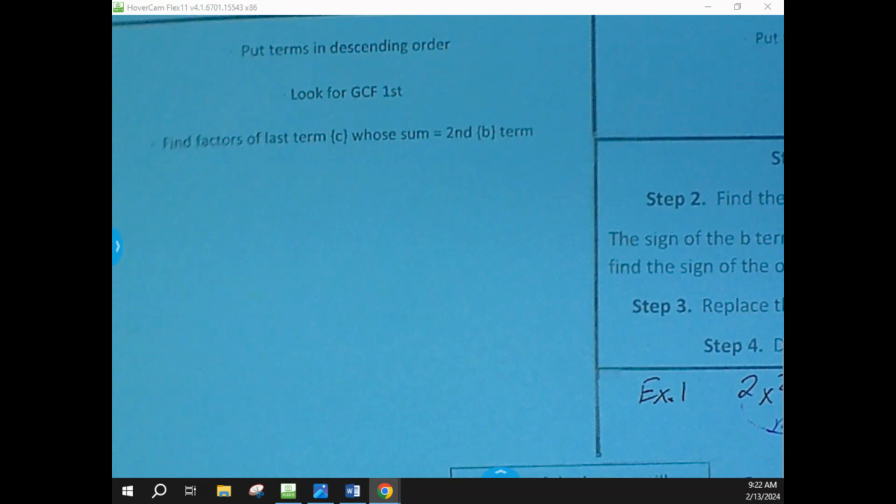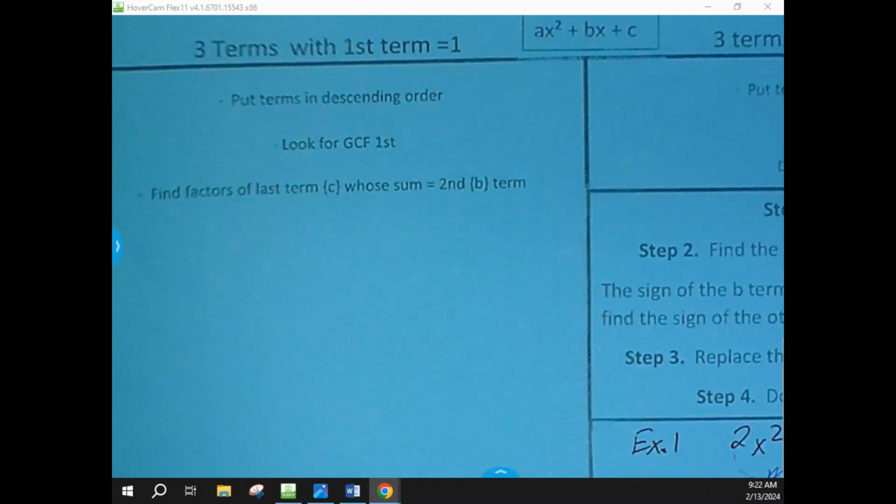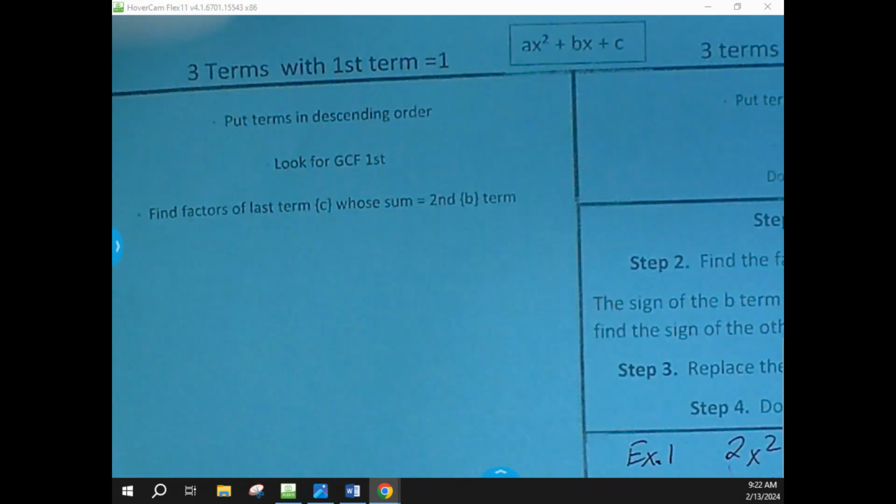All right, so back to the blue sheet here. On the other side, 3 terms. If the first term is equal to 1, there's an even shorter way to get the answer that we're looking for. Still put the terms in descending order. You still look for a greatest common factor. And for this one, all you're going to do is find the factors of this C term, just like we did, whose sum equals the B term. But there's a great shortcut to this one because you don't have to do the factor by grouping.